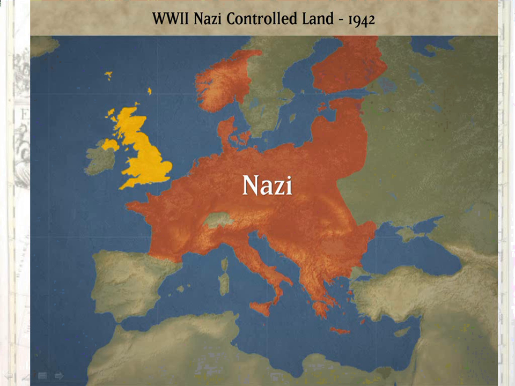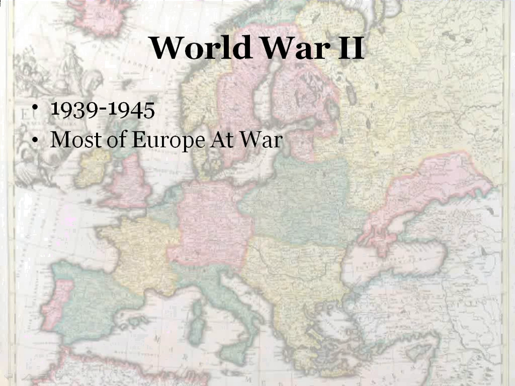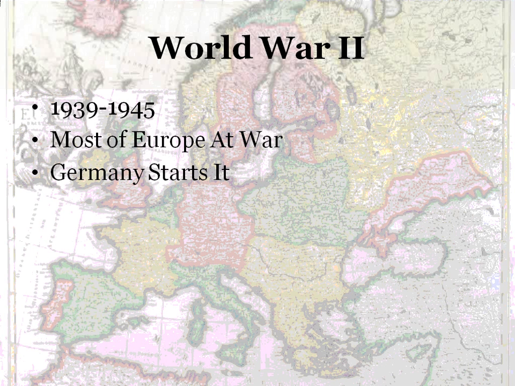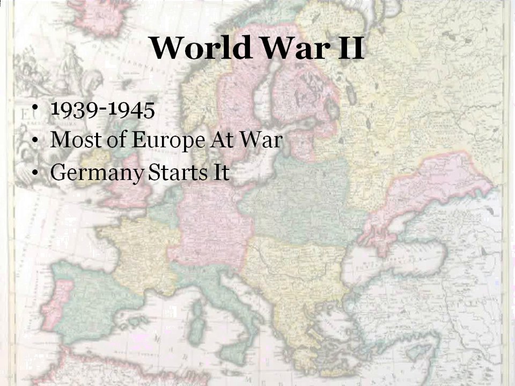Italy, 1942, they spread all the way up that you see on here that is red. That's Switzerland. Now, Germany starts the war.